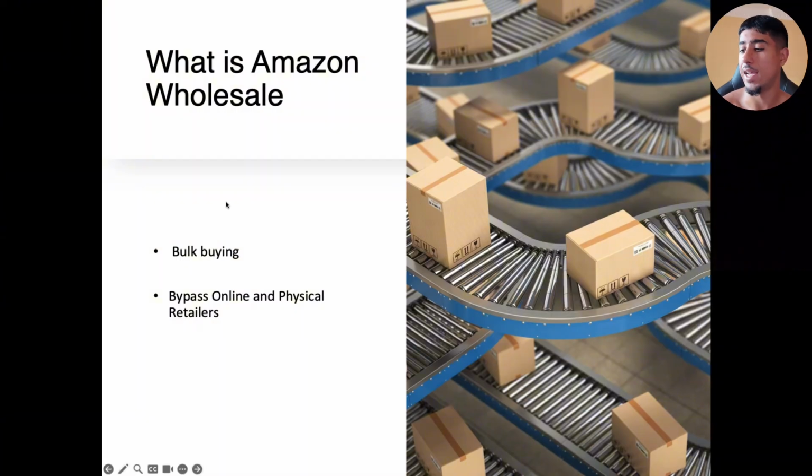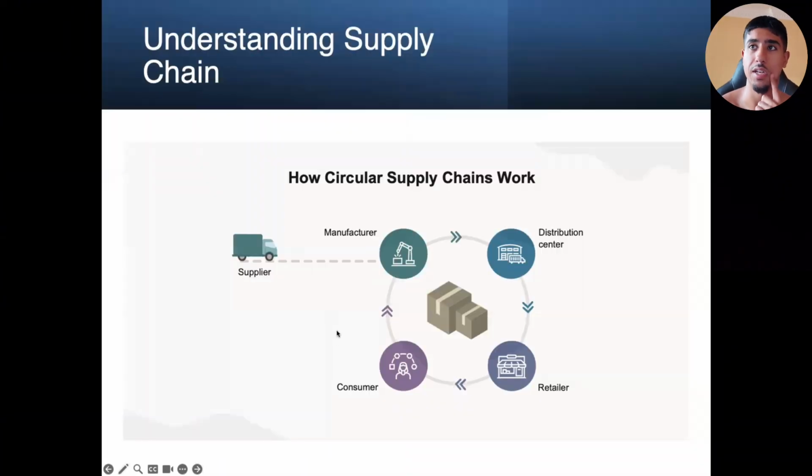Okay. So as you can see, if we go to the next slide, in order to do Amazon wholesale, you need to understand supply chain. And supply chain works like this. You have your manufacturers, then your distributors. So this distribution center here is your wholesalers. Then the retailer, I guess, is Amazon. And then the consumer is the consumer. Now, when you do Amazon wholesale, you're either buying from the distribution center via Amazon wholesale, or you buy directly from the manufacturer, which is Amazon brand direct. So that's how the two things differentiate.